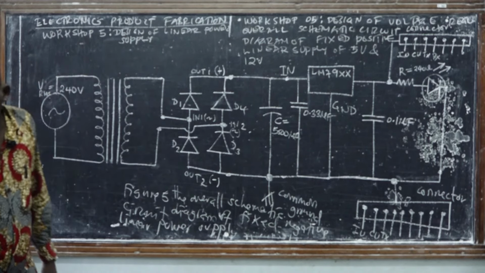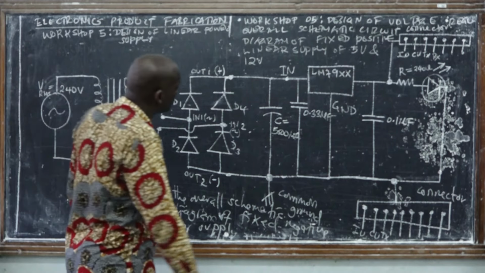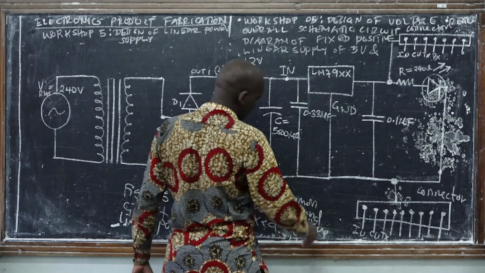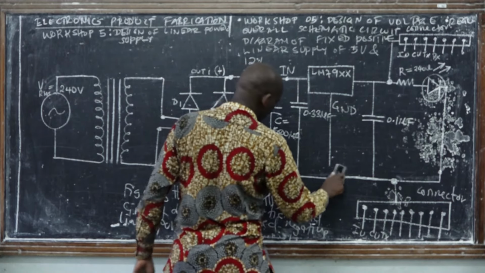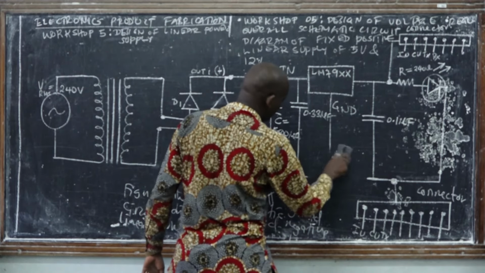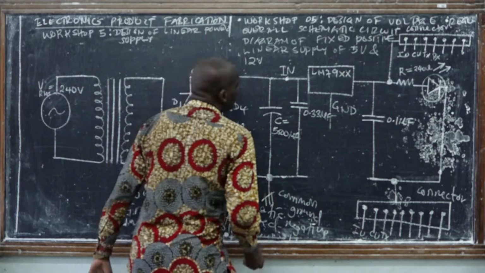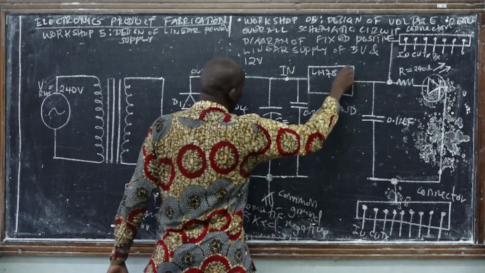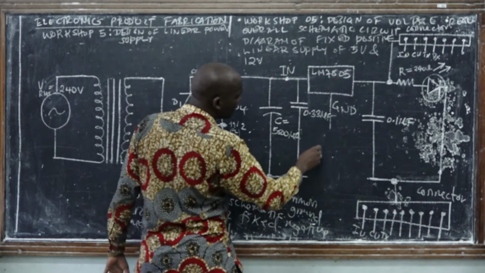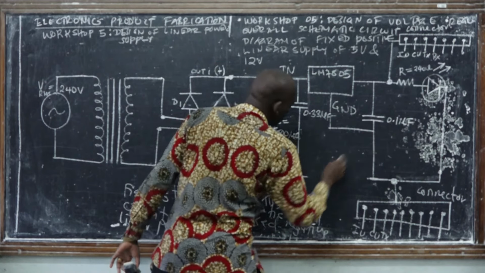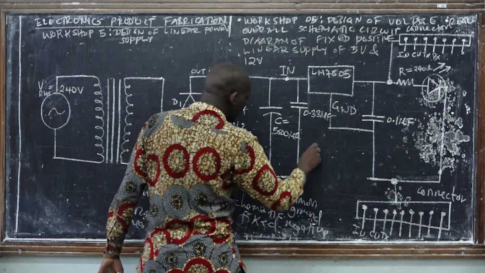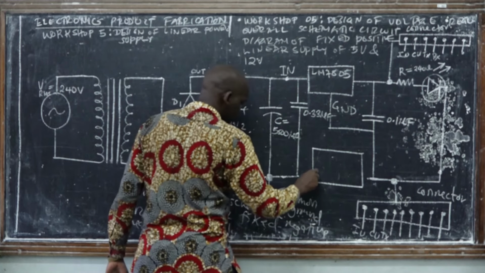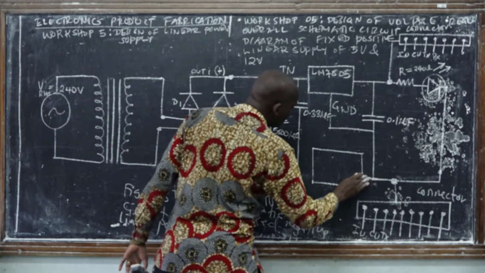So for this case, what is going to happen? We are going to have something like this. Here we are going to have, let's say, LM78 and then 05. Here we have the common ground. And we have to connect these voltage regulators in parallel, not in series.